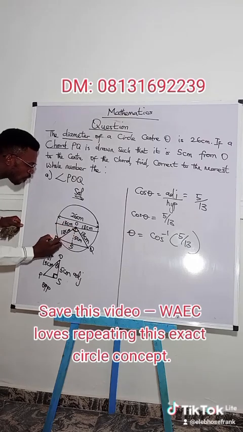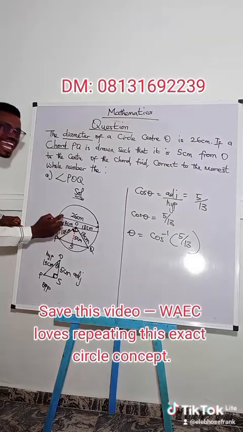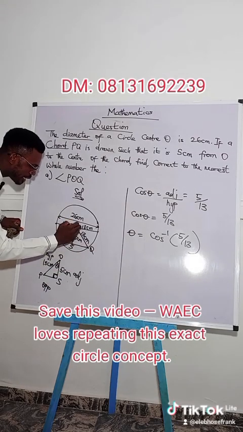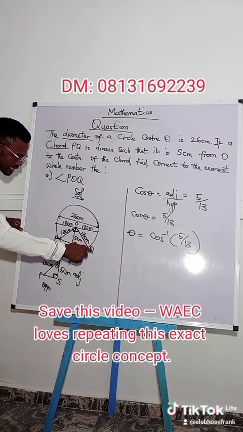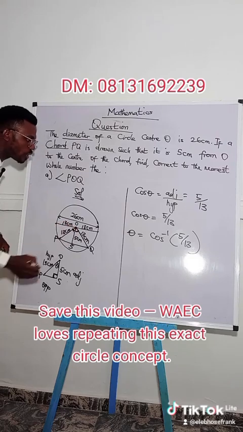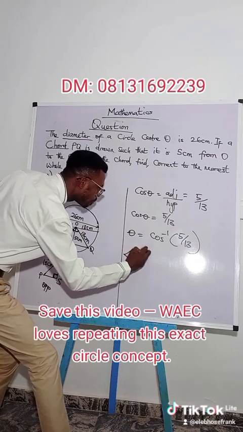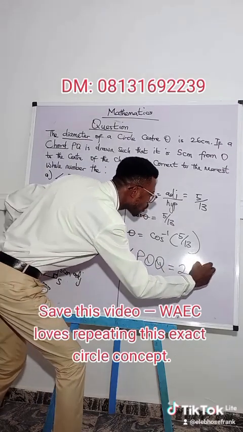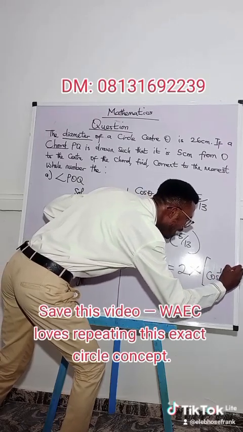But take note, we have to look for POQ. This is theta. Now this is also theta because these two angles are equal. Take note, because this right angle triangle is similar to this. The hypotenuse is the same, the adjacent is the same, 13 and 5. So whatever I get for theta here will also be what I will get here. So if you get the arc cos of 5 over 13, the full angle, angle POQ, will be equal to 2 times whatever you get for the arc cos of 5 over 13.